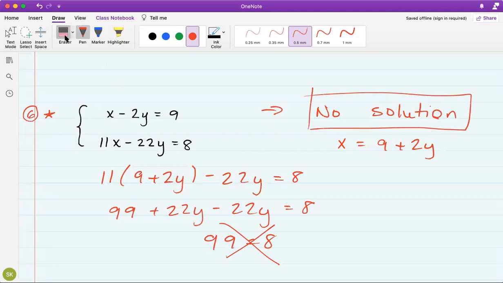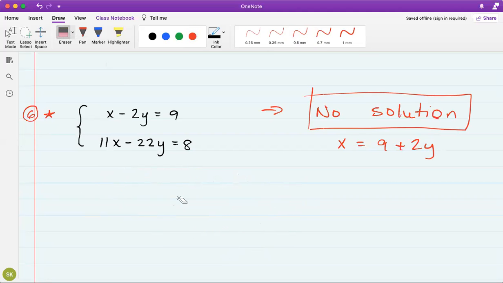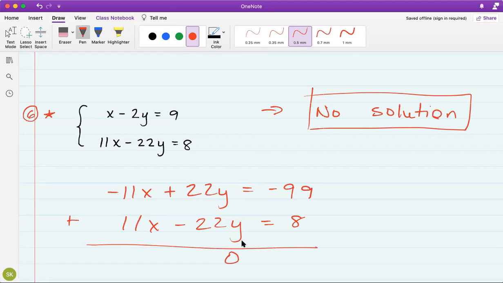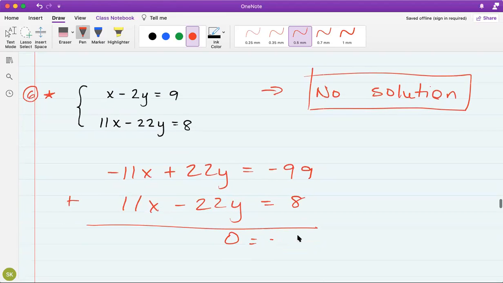So that was using the substitution method. You could also use elimination and you'll see that you'll get a false statement as well. Because again, if you multiply, let's say, the top one by -11, and then leave the bottom one alone and add them, you'll get 0 is equal to -91, which is a false statement. So you can see that you'll have no solution.